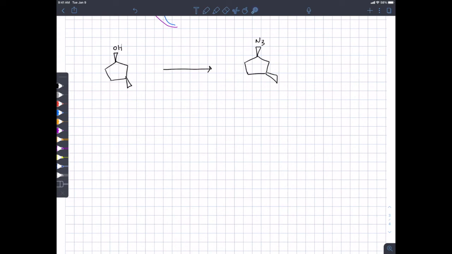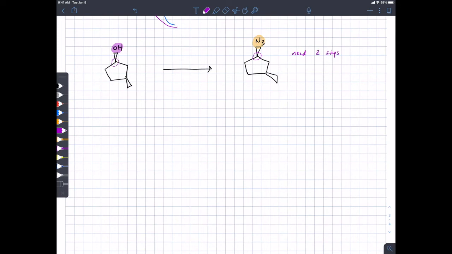Well, you can think, it looks like I'm going to do a substitution reaction because I'm replacing the OH with something else. Then look at the stereochemistry. The stereochemistry used to be up here, but it's still up over here. So could I do that through a direct SN2 reaction? No, because SN2 involves inversion. So that gives me a clue that I'm going to need two steps.